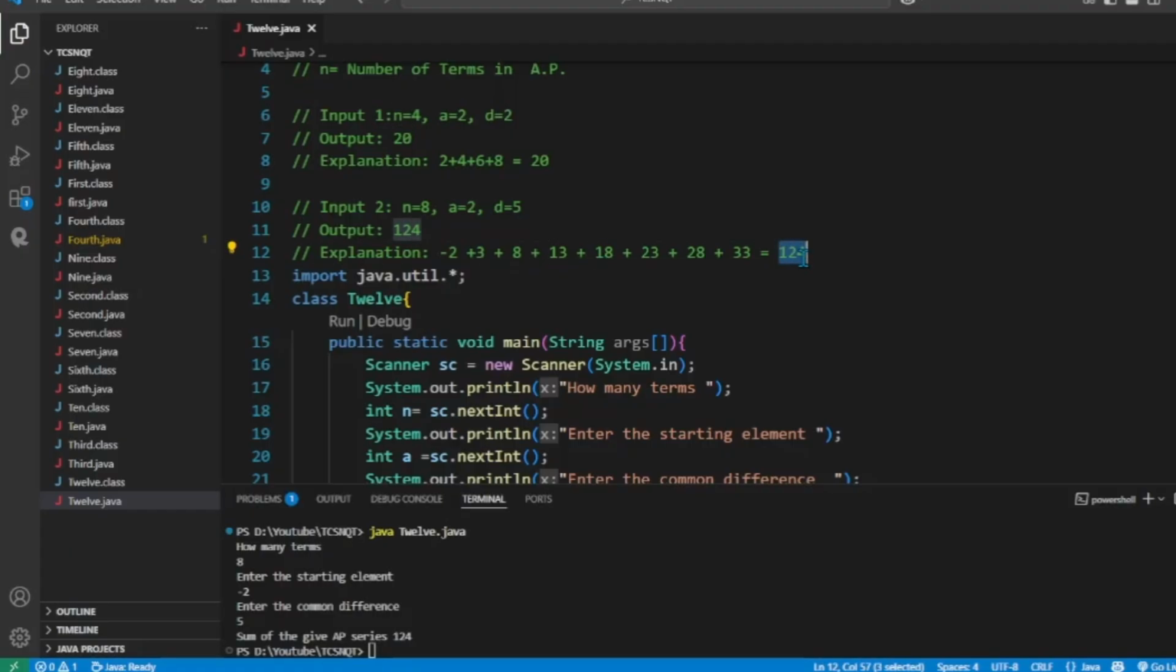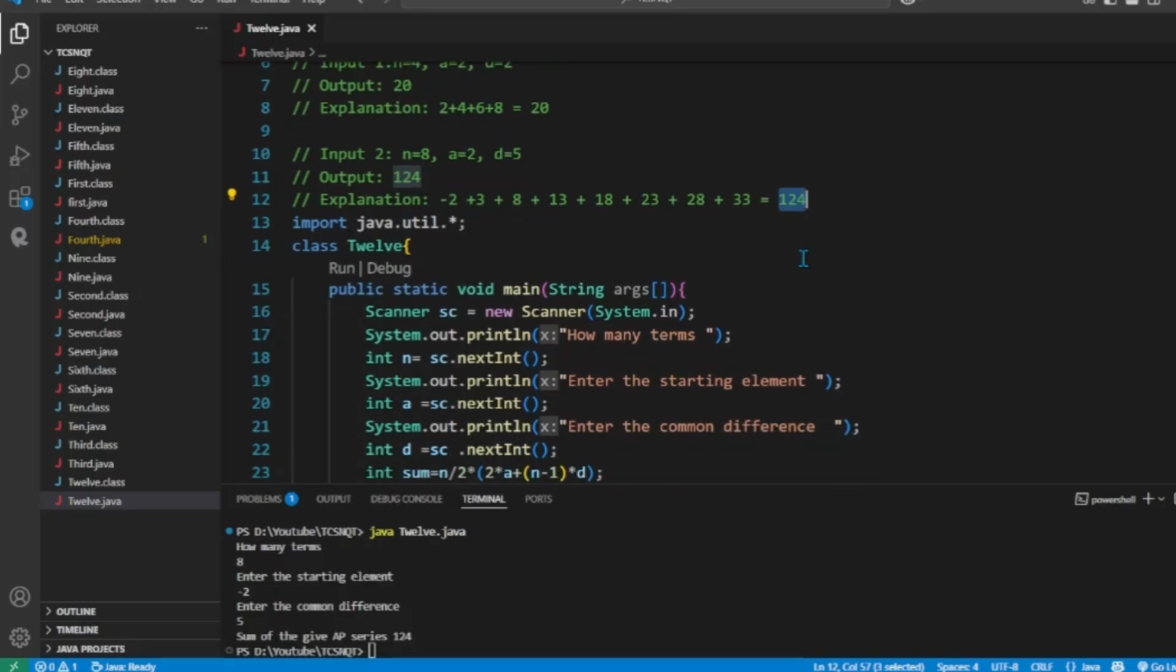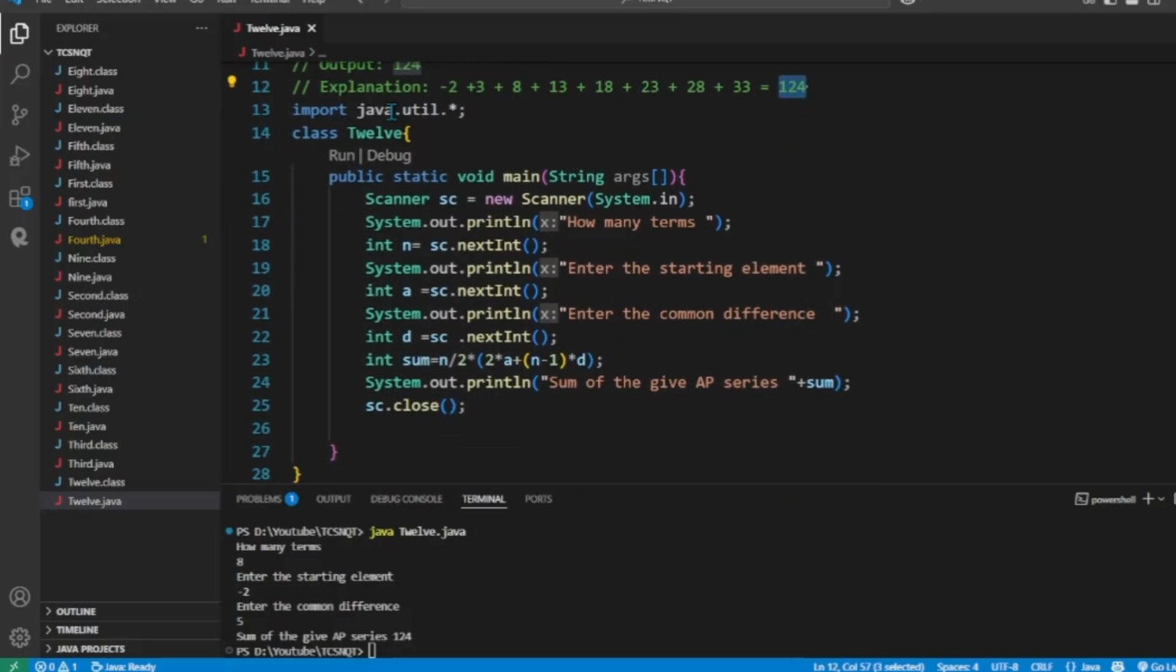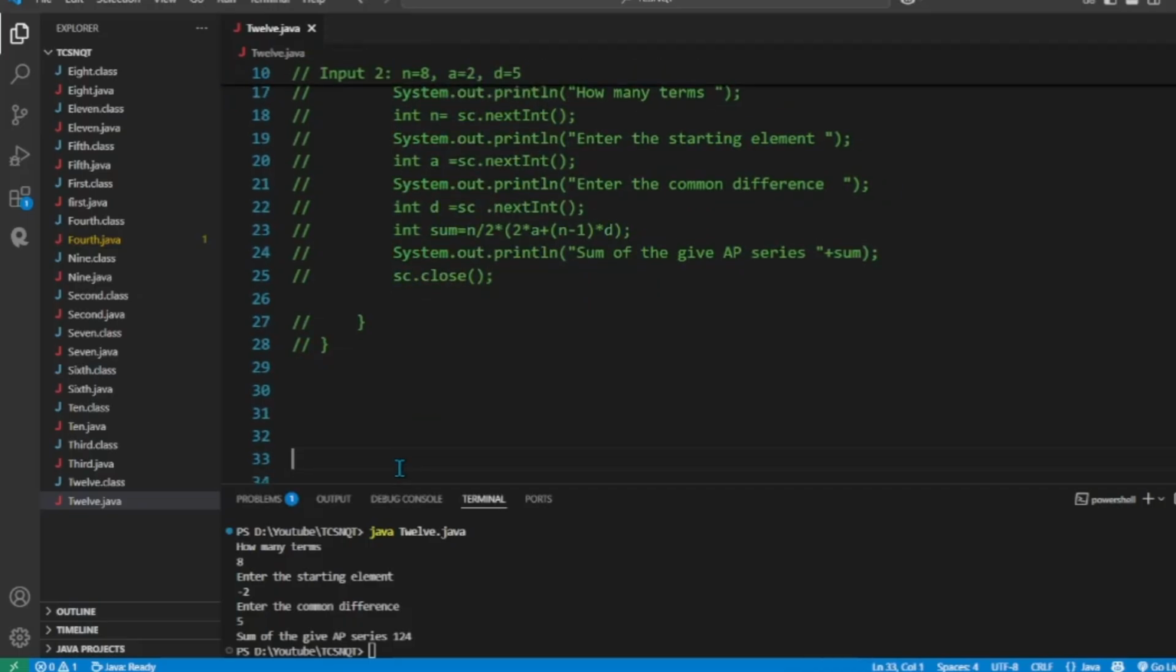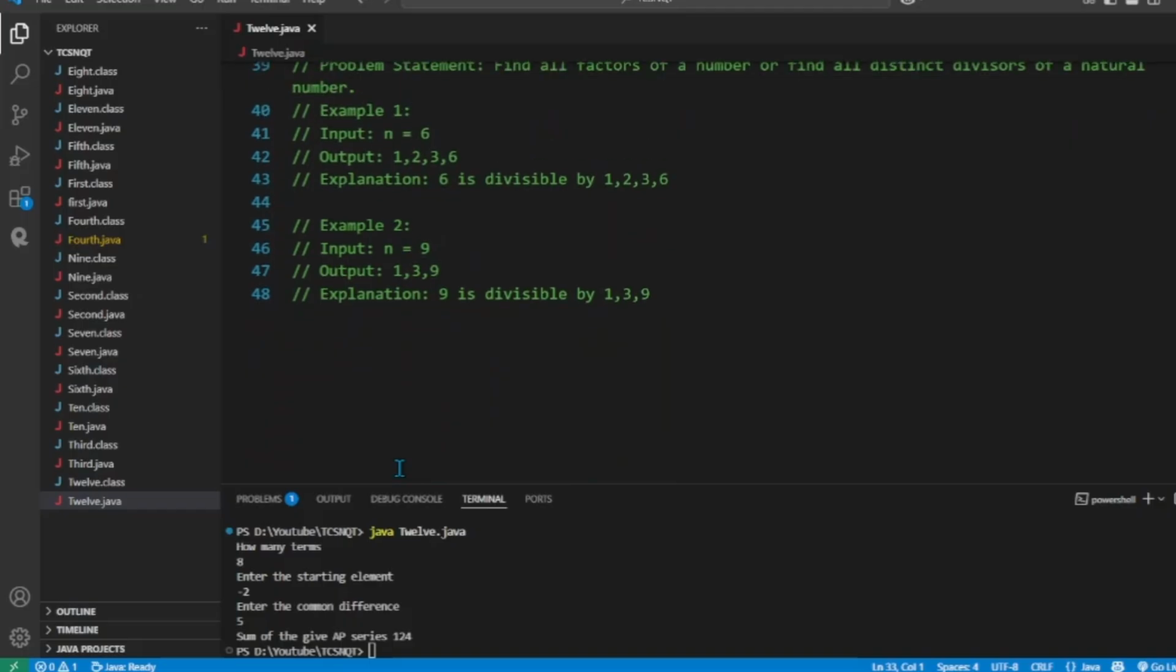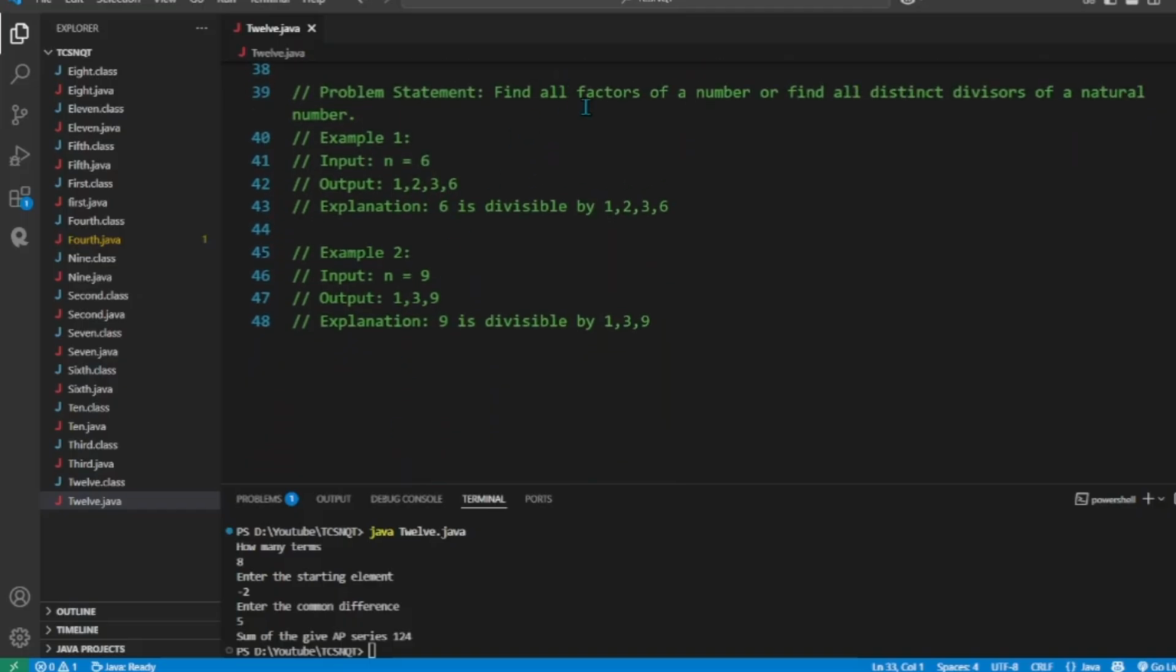Now we discuss the second problem of today. Okay, first we comment out this code, because I write code in this file. So the second problem is like this: find all factors of a number, or find all distinct divisors of a natural number. For example, n equal to 6 is the number, and the output is 1 2 3 6, these are basically the factors of the number.